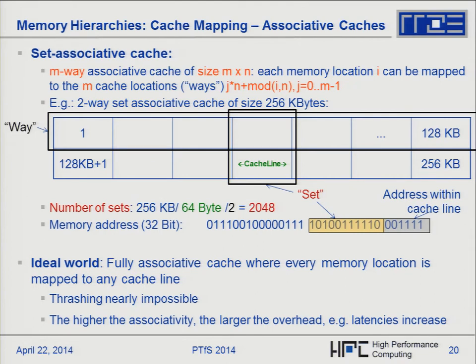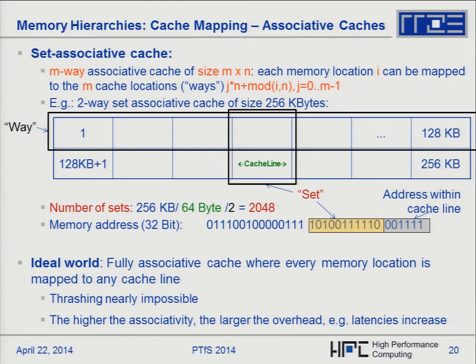Okay? The number of sets is the cache size, 256 kilobytes, divided by the cache line size, 64 bytes, divided by the number of ways, this is 2, so we now have 2,048 sets. This is also a number that you get if you type lstopo -c. It gives you the number of sets for each cache level. This is meant by the number of sets. Okay, so how do we have to look at the memory address in this case? Now it's separated into 3 fields now.